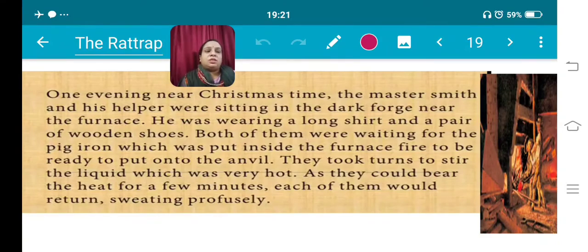Here in the picture, you can see the scene of the forge or the iron mill where iron is being melted. One evening near Christmas time, the master smith and his helper were sitting in the dark forge near the furnace, wearing a shirt and a pair of wooden shoes. Both of them were waiting for the pig iron which was put inside the furnace fire to be ready to put onto the anvil. They took turns to stir the liquid, which was very hot. As they could bear the heat for only a few minutes, each of them would return sweating profusely.